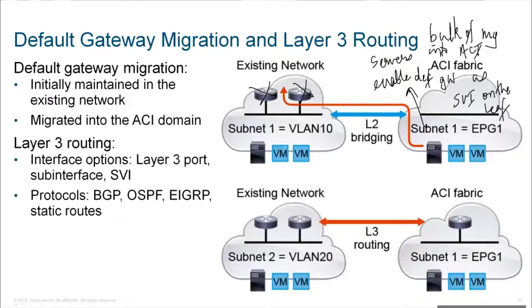Okay. Well, if I'm not really going to migrate any component of the application, or if the application still needs to stay in the existing network, all you need to do is a layer 3 peering, which could be any of these protocols that we saw for layer 3 out.